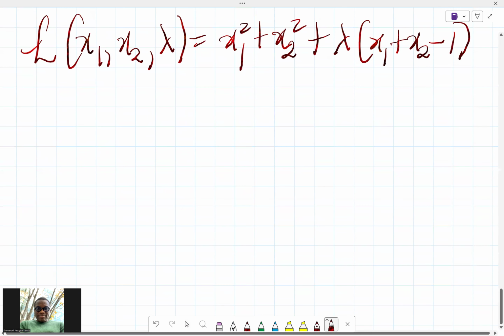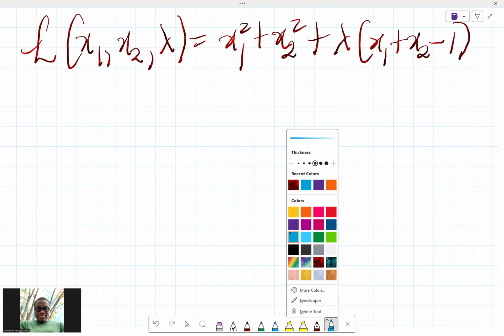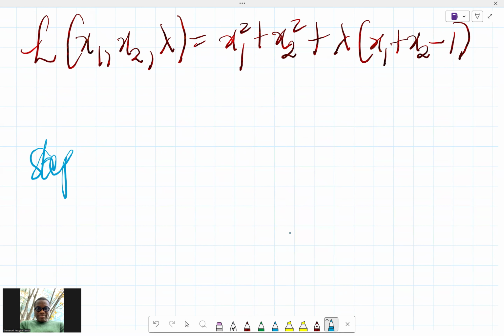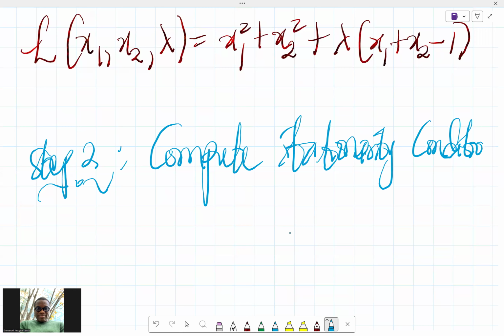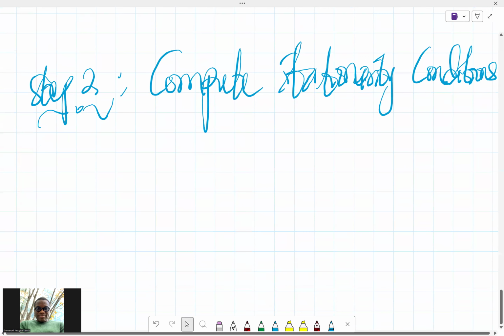And then we move on to step 2. For step 2, we compute stationarity conditions. This means we have to differentiate, we have to find the derivatives.